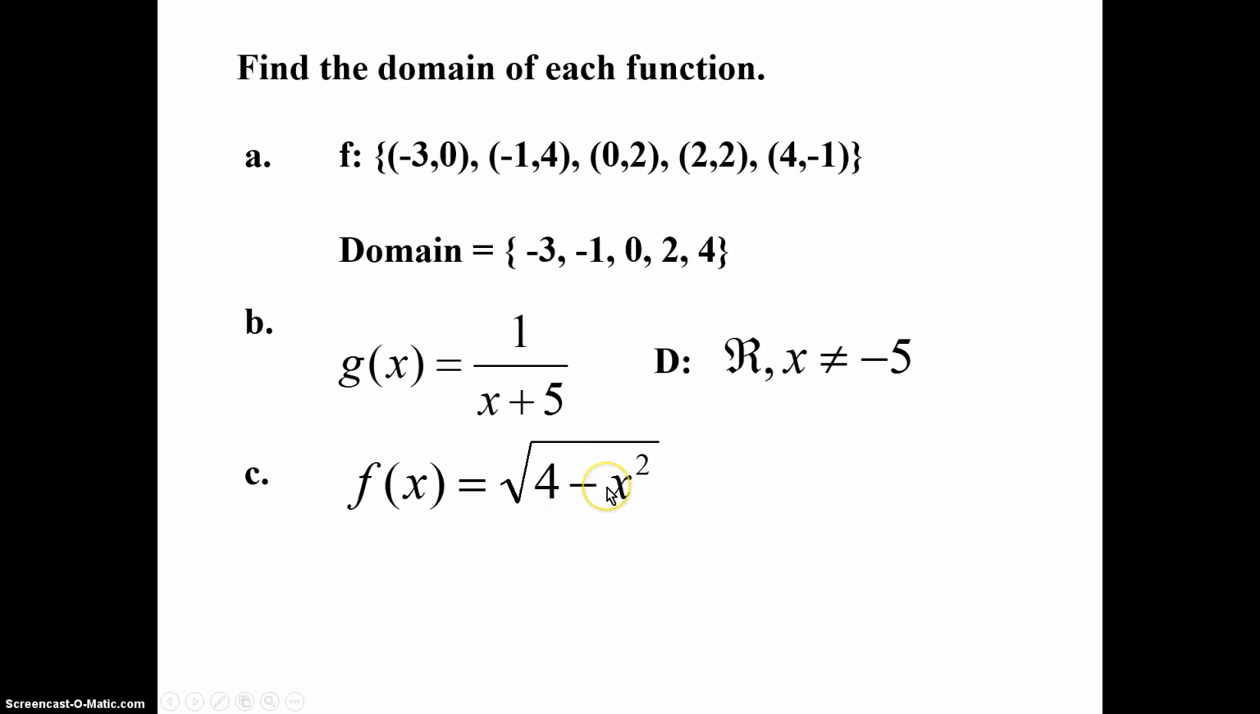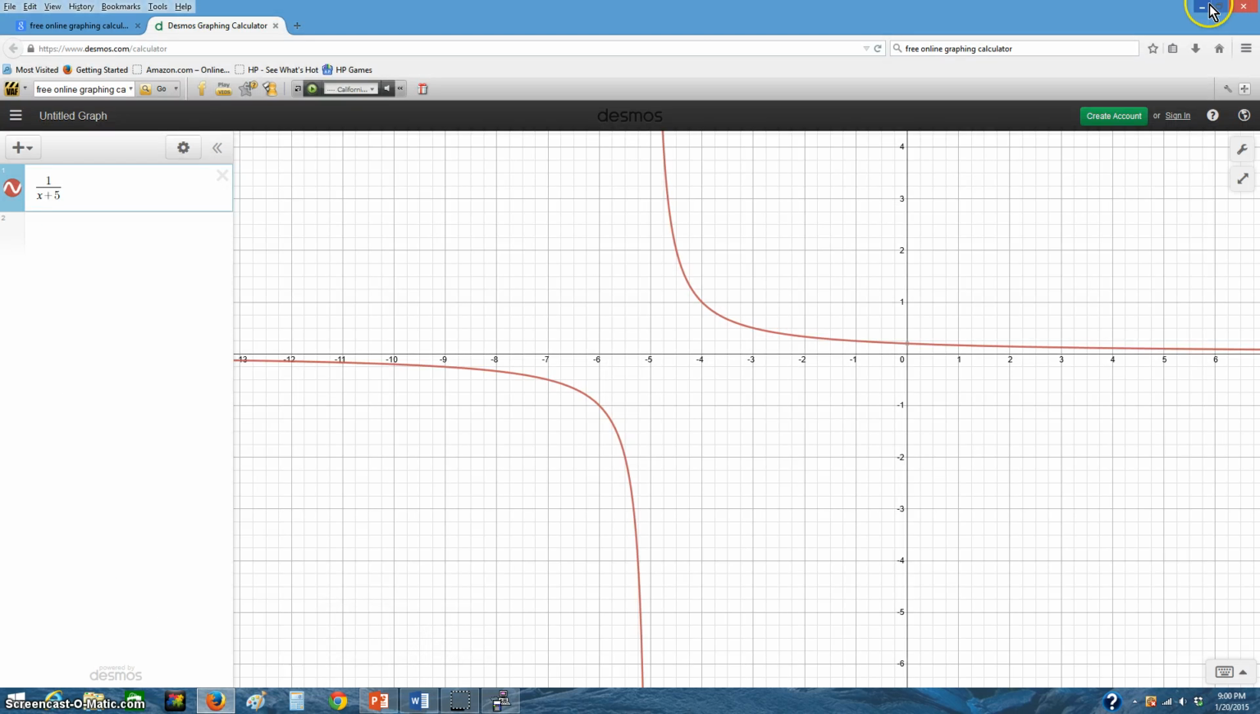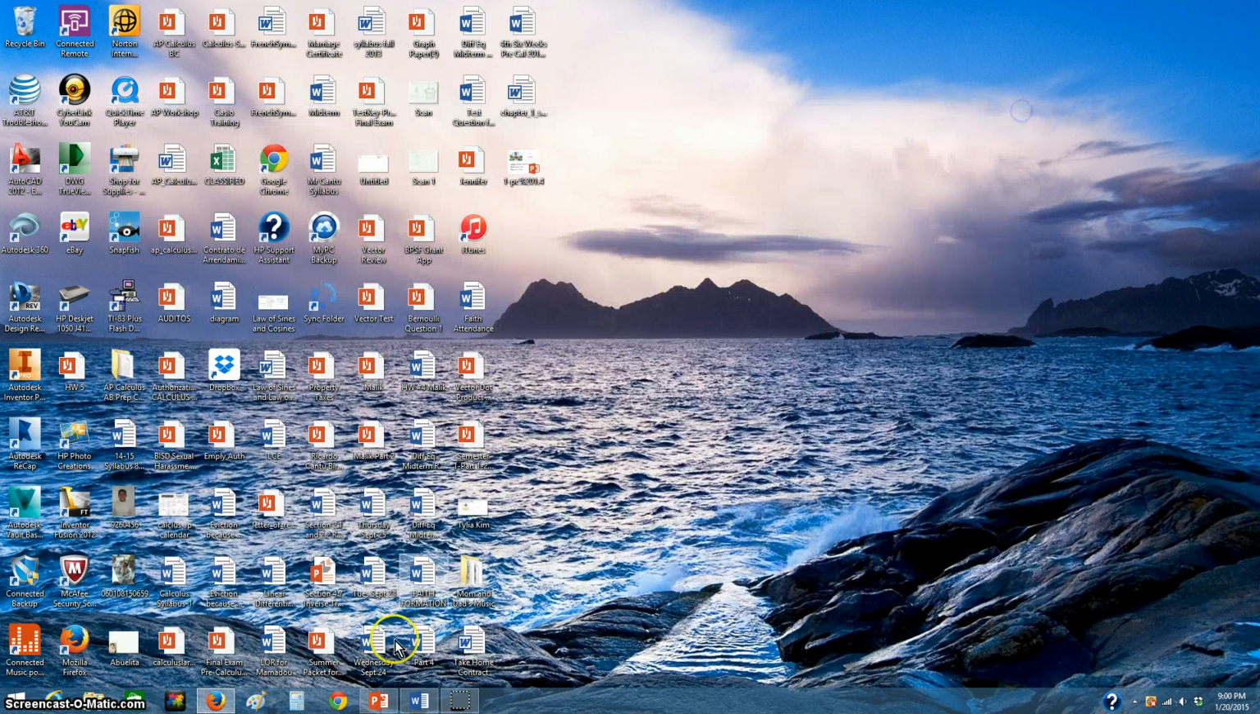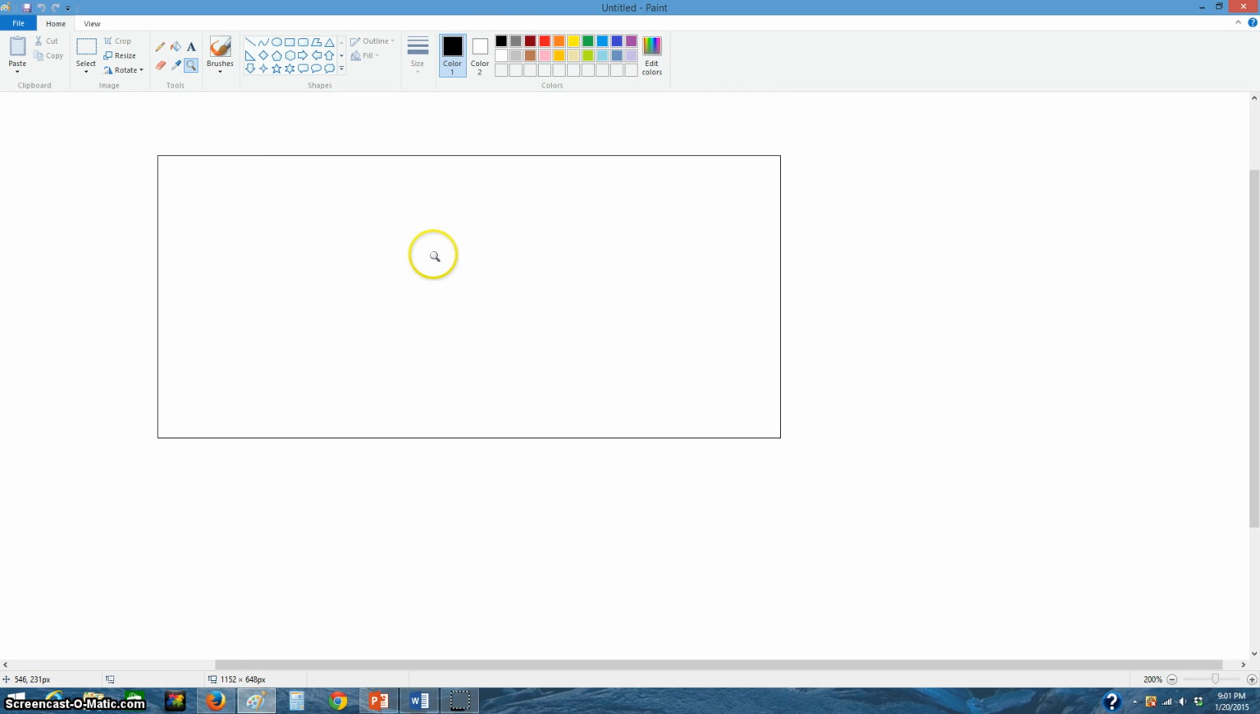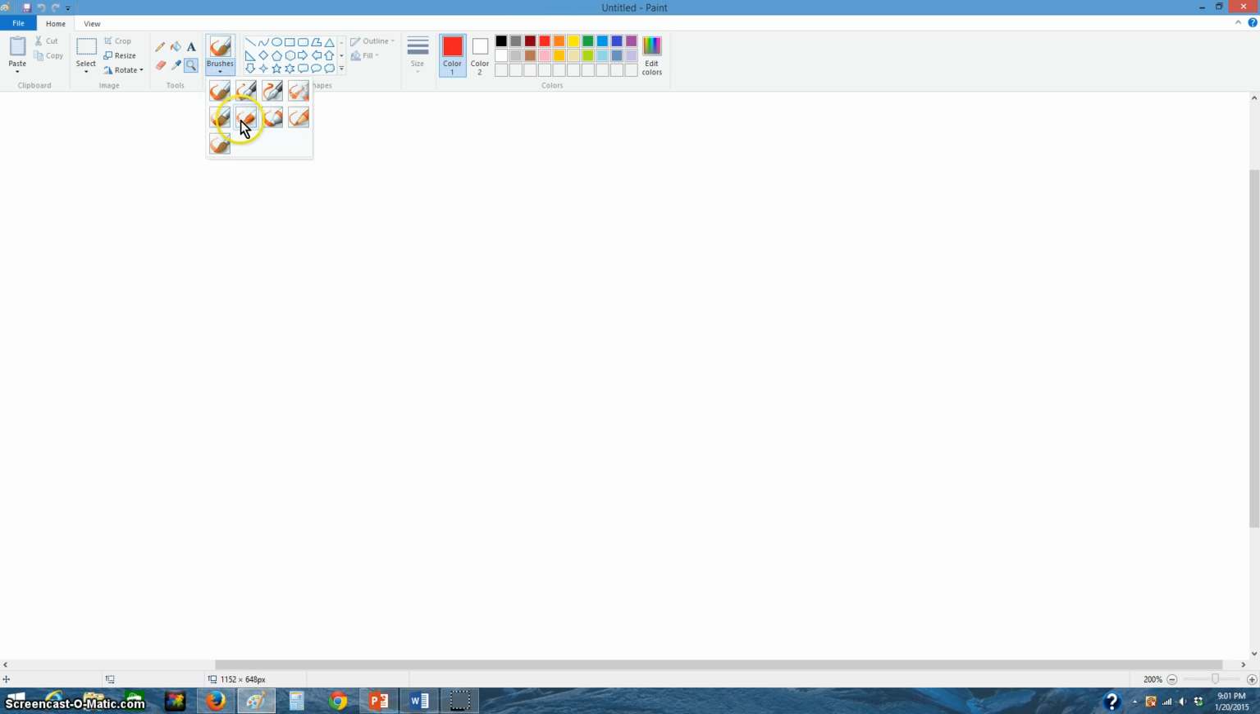So let's go ahead and do this by hand first, because I know that I've skipped some steps in the PowerPoint slide, so I will do it by hand first. So I will open up, let's open up Paint and do that by hand. Okay, so I have, now again, I'm just going to take what's underneath the square root, so 4 minus x squared.